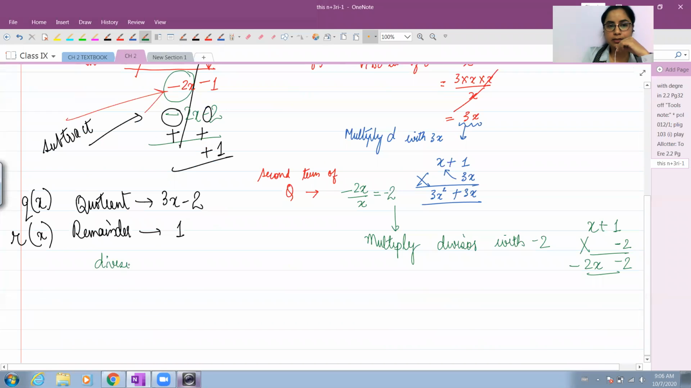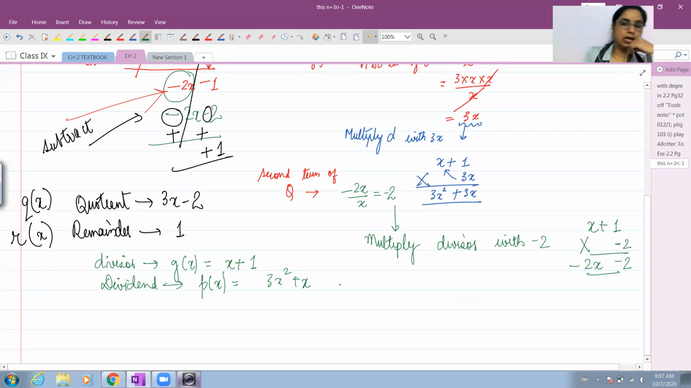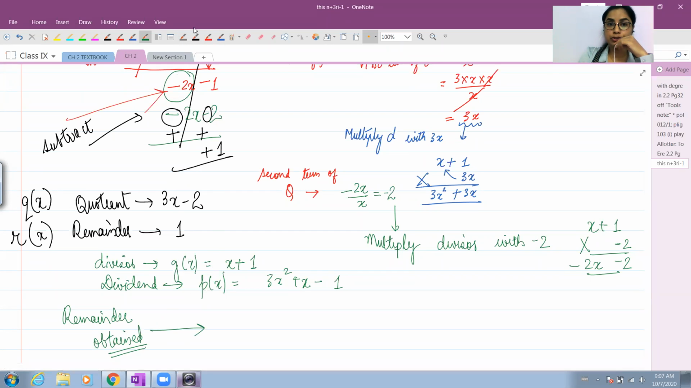My divisor was g(x) equals x plus 1 and the dividend was p(x), whose value is 3x square plus x minus 1. Is that right? Yes. Without actual division, I can find the remainder obtained.